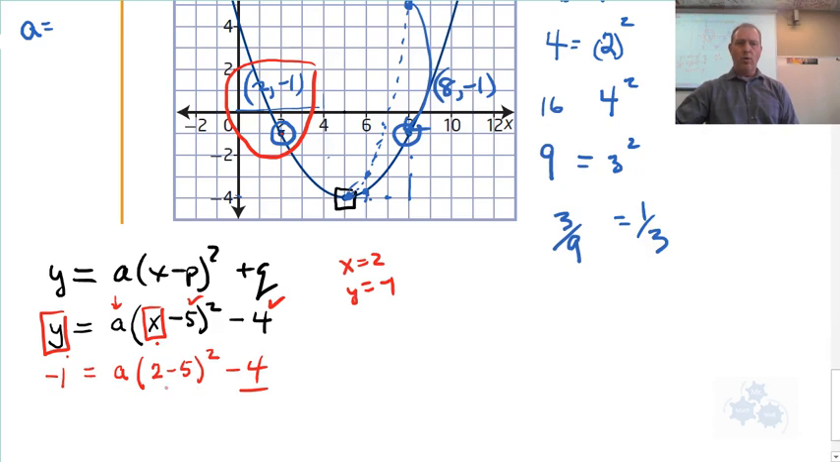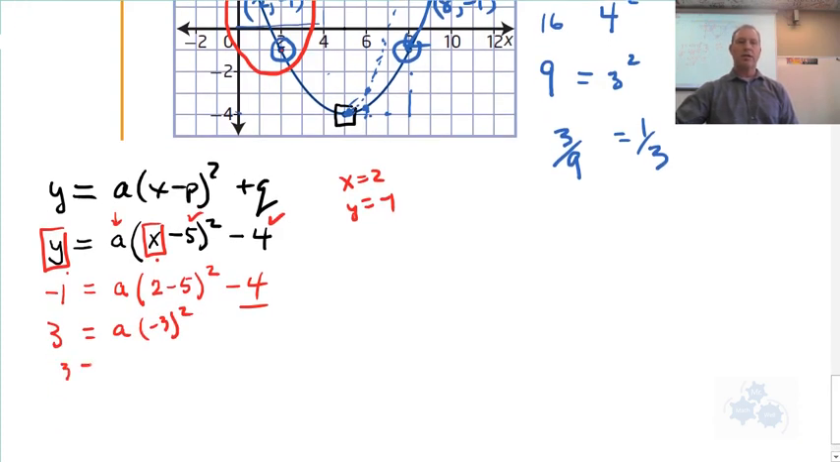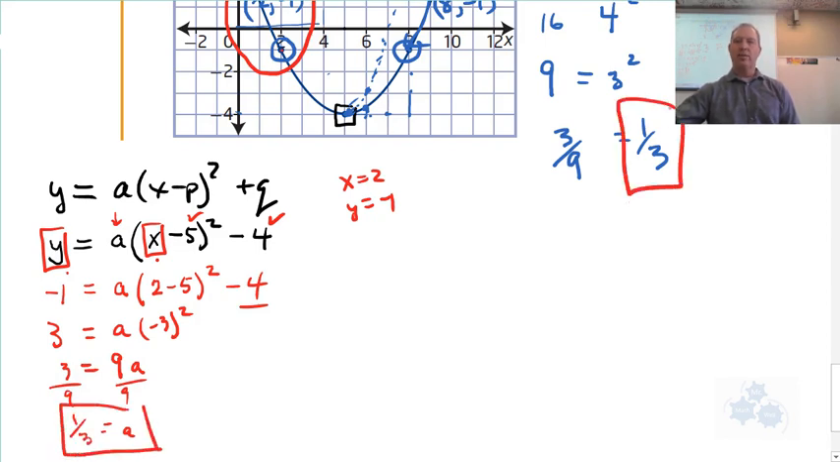Okay, let's add 4 to both sides, so that's going to be 3 over here. What's 2 minus 5? That's going to be negative 3. Okay, so I'm going to have to square negative 3. That's going to be 3 equals positive 9a. Divide both sides by 9, and a is equal to 1/3, and that is exactly what we got from the graph before.